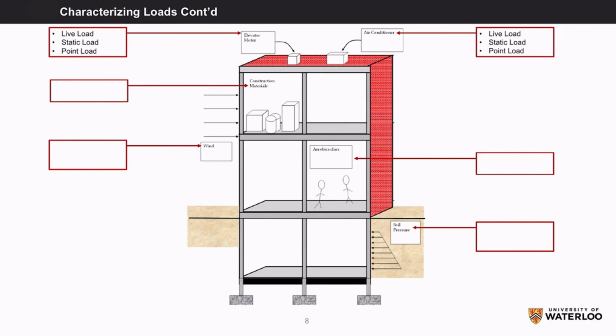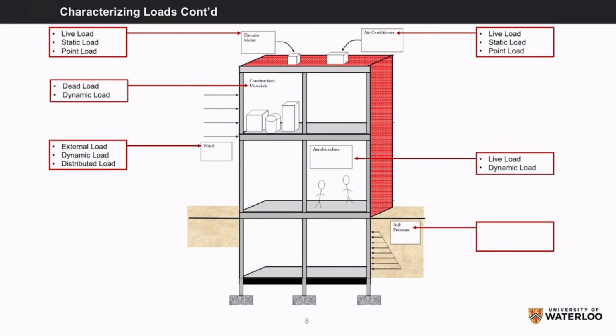The construction materials are considered a dead load and a static load because the materials are not moving and are not changing with time, respectively. The aerobic class is considered a live load and a dynamic load because the people in the class are constantly moving and changing according to time, respectively.